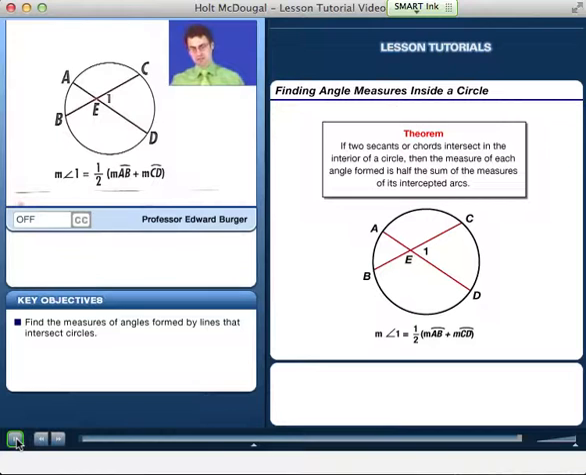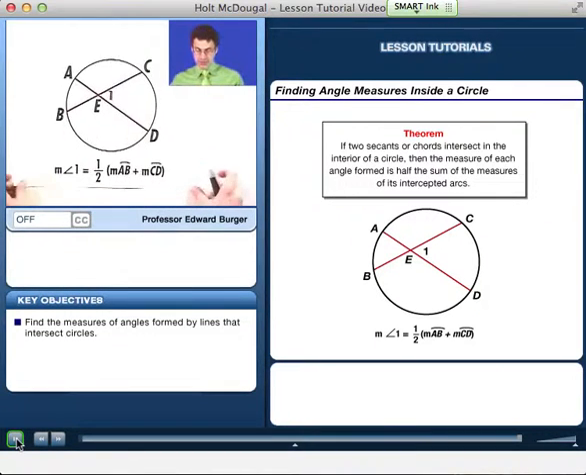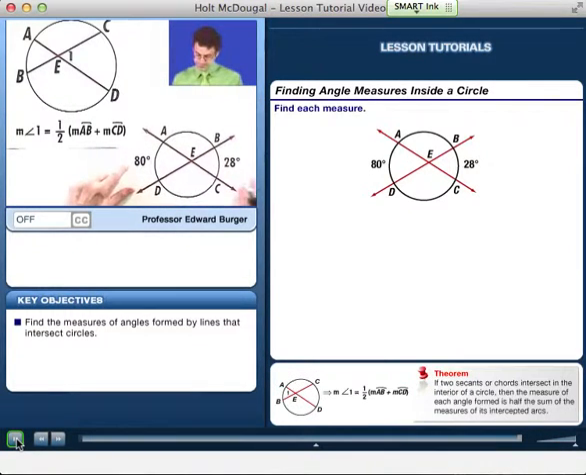In other words, in some sense, the measure of this angle is the average of the measures of the arcs. We add the arcs and divide by 2. So again, we're seeing some incredible properties that circles possess because of the beautiful symmetry. Let's take a look at an example.